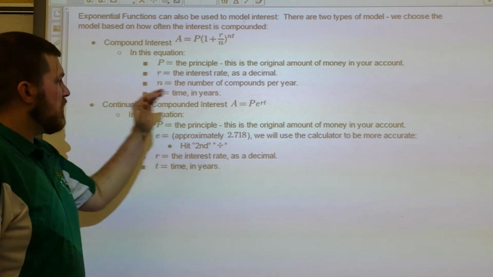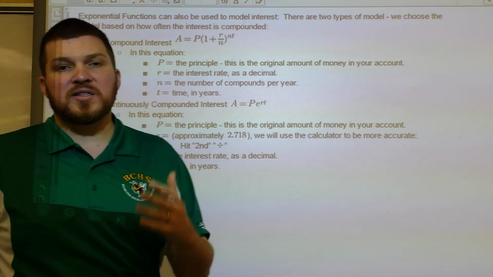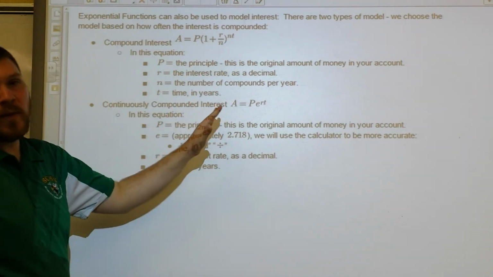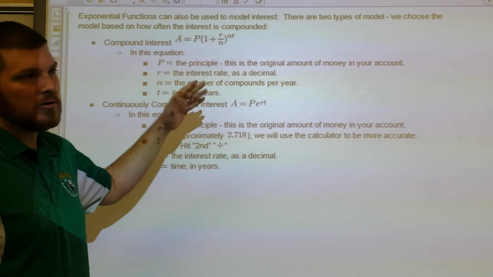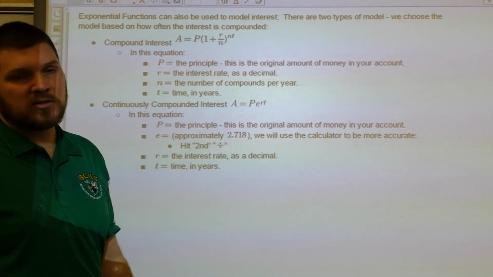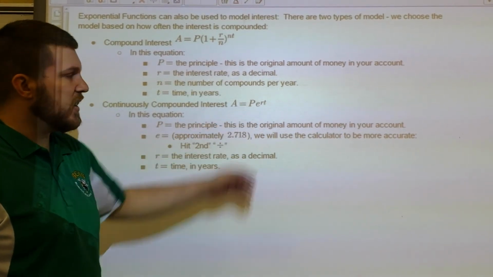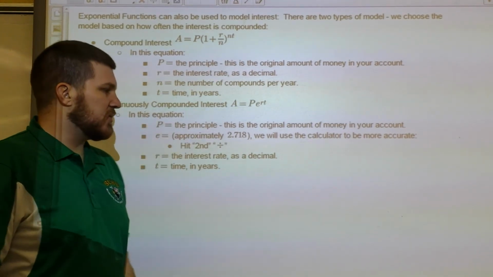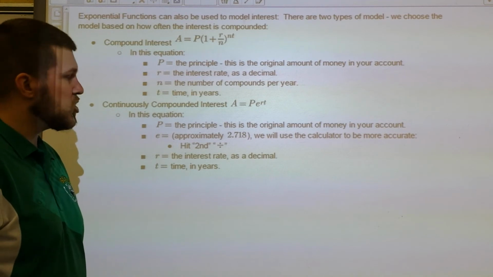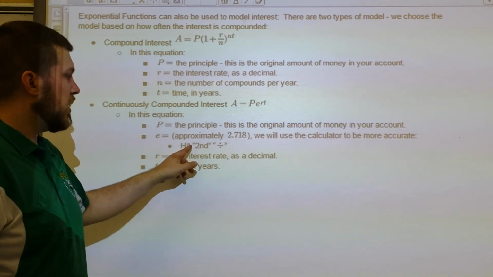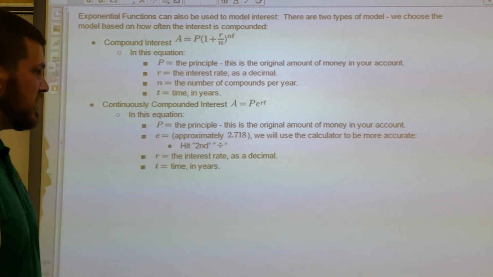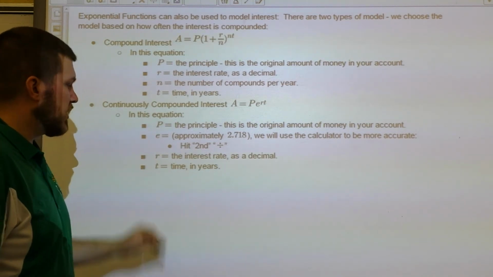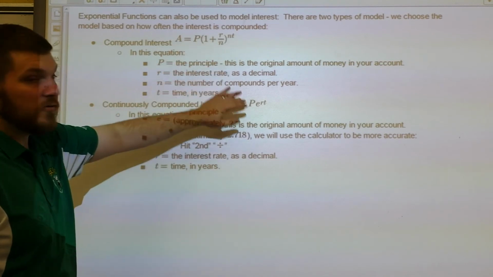On the other hand, if your interest is compounding continuously, that means it's happening every instant of time, which I'm going to tell you, no bank does this. This is just kind of the ideal, perfect situation. But no bank is going to do this. So just hypothetically, P is still your original amount of money. E is approximately 2.718. That's an important number you should know, kind of like pi. We're going to, however, hit the second decimal key to get E. We'll see that in just a minute. And then R is your interest rate as a decimal. That's very important. And T is the time in years. So make sure you know both of these equations.